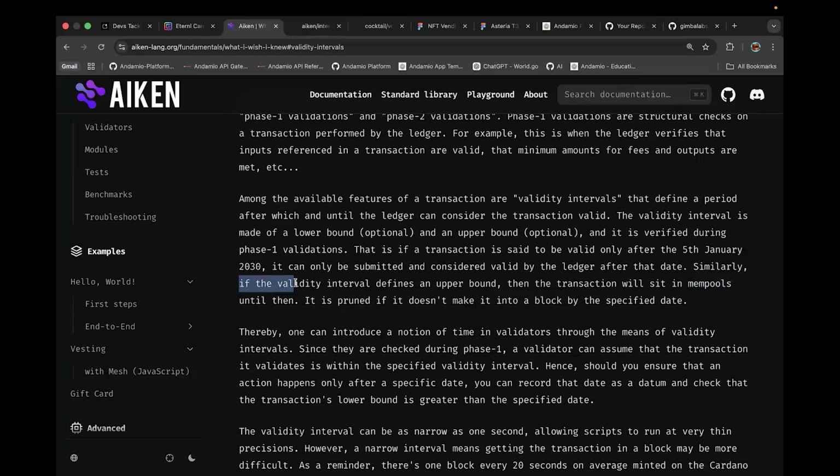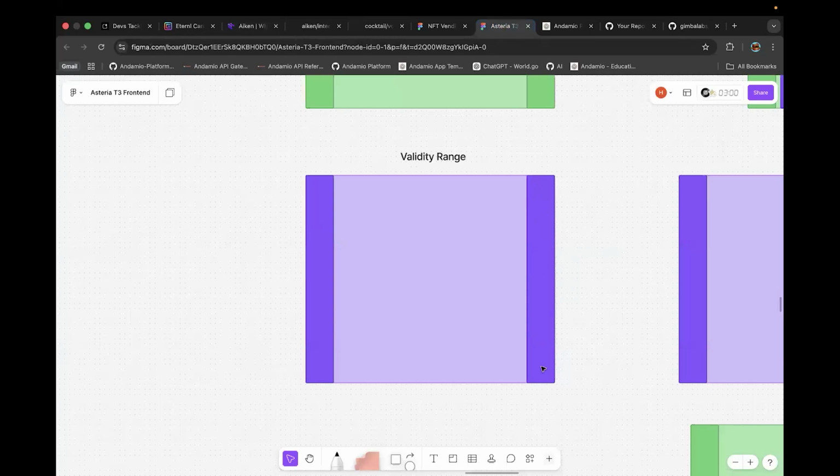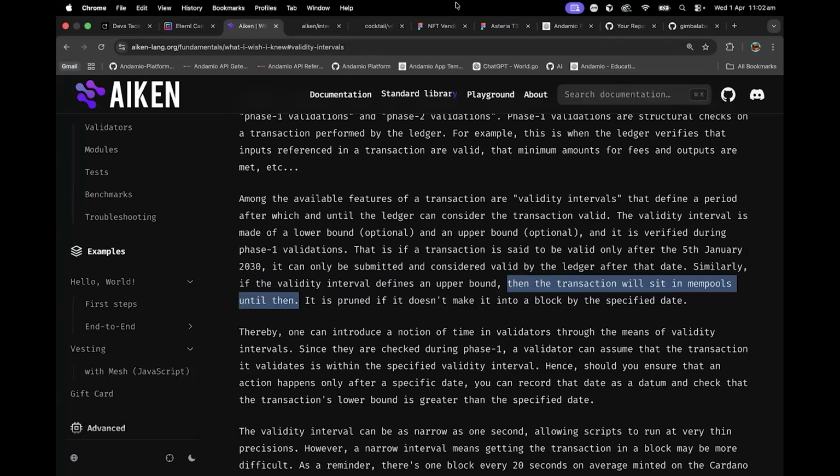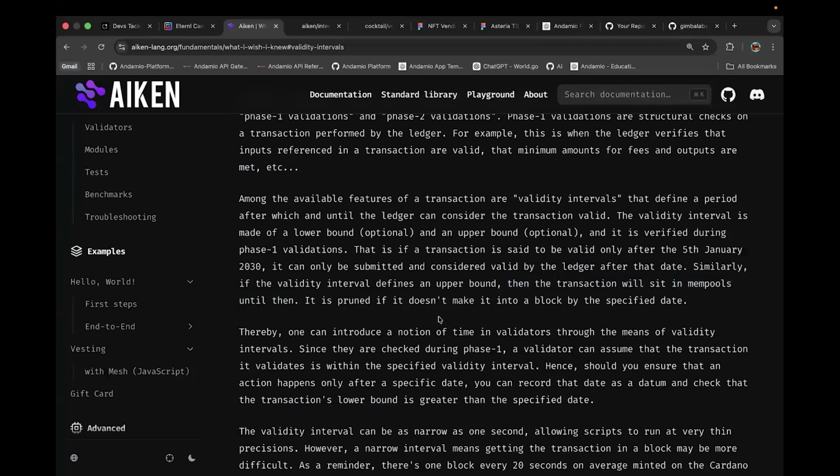If the validity interval defines an upper bound, so just say we have defined this upper bound and it's not positive infinity, then the transaction will sit in mempool. So that means it's just sitting until then. Why would it sit until then is what I don't understand. I don't understand that either. Let's continue first. It is pruned if it doesn't make it into a block by the specified date.